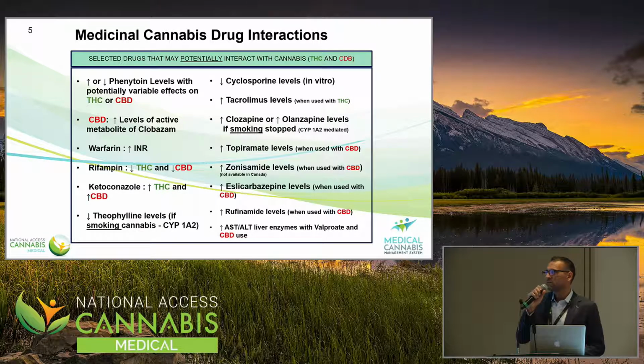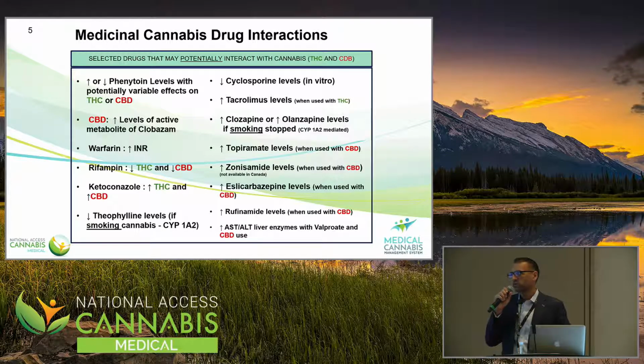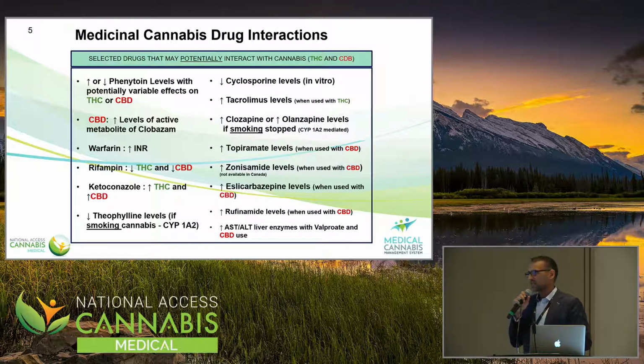So rifampin, being an inducer, can drop your THC or CBD levels. Ketoconazole is another one that there's case reports. Again, it can increase your THC or CBD. So if you have someone on ketoconazole, you would want to monitor for essentially any kind of excess side effects from THC in particular. So it's just heightened THC monitoring in those individuals.